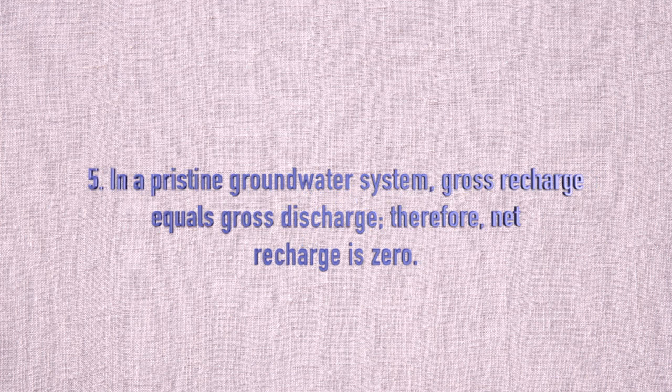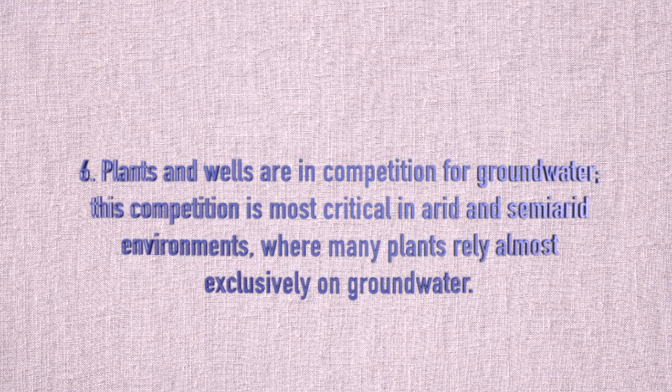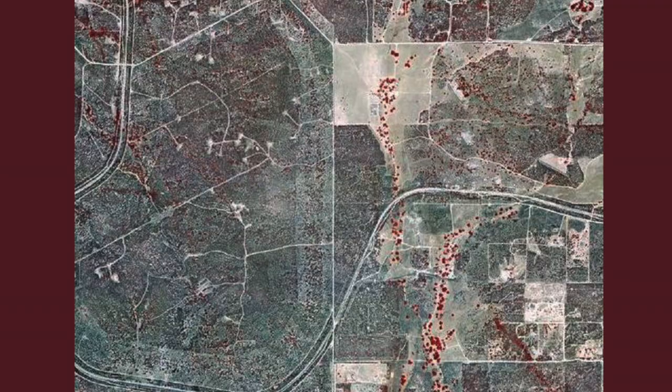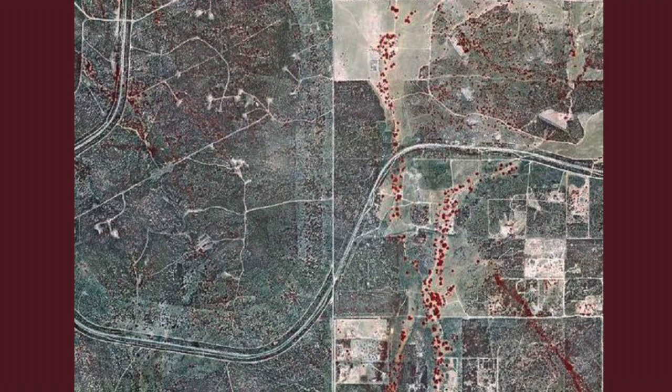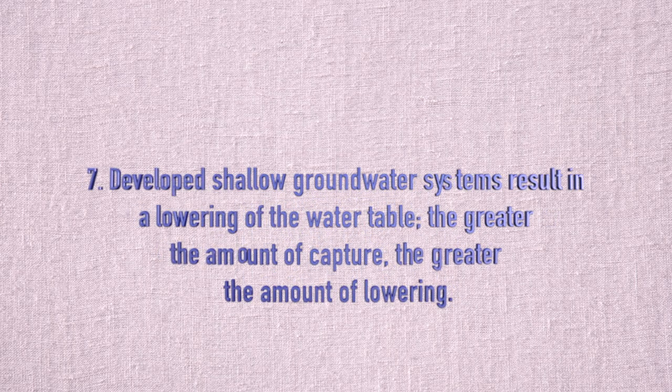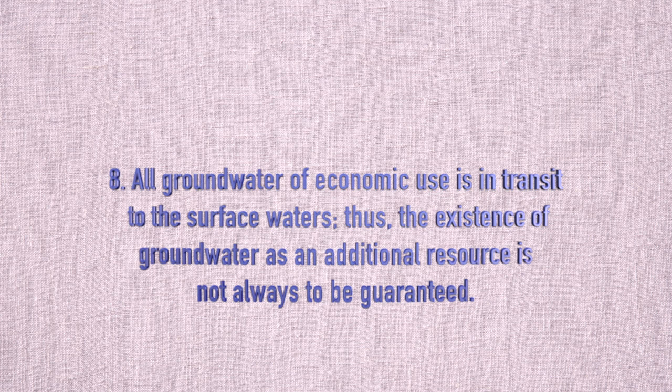In a pristine groundwater system, gross recharge equals gross discharge, therefore net recharge is zero. Plants and wells are in competition for groundwater. This competition is most critical in arid and semi-arid environments, where many plants rely almost exclusively on groundwater. Developed shallow groundwater systems result in a lowering of the water table. The greater the amount of capture, the greater the amount of lowering. All groundwater of economic use is in transit to the surface waters. Thus, the existence of groundwater as an additional resource is not always to be guaranteed.